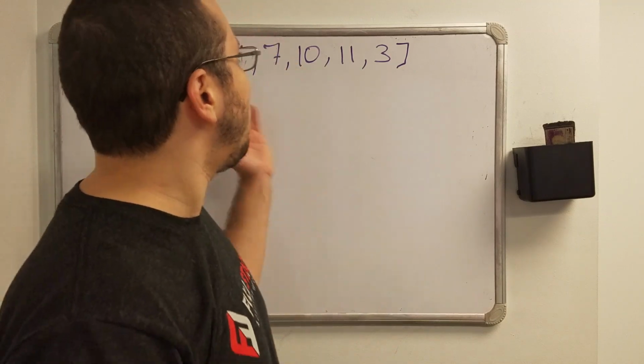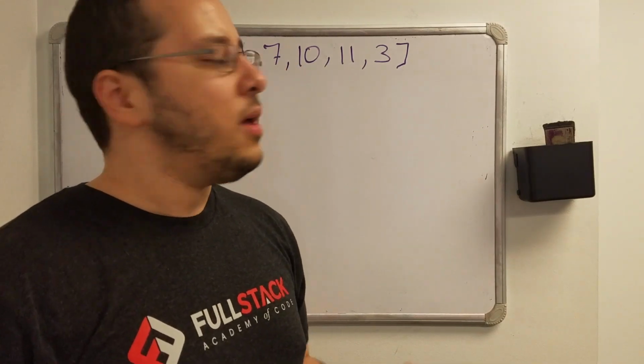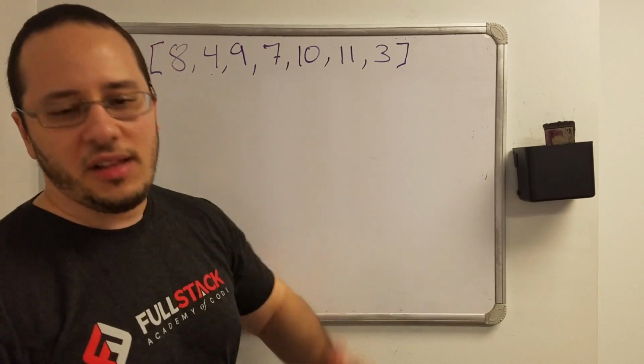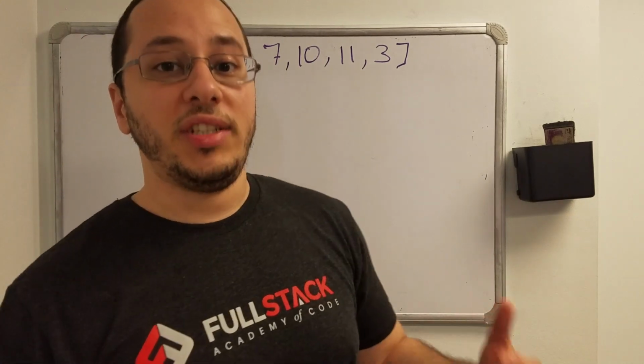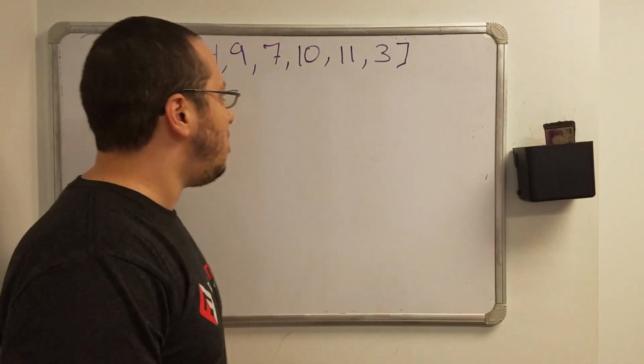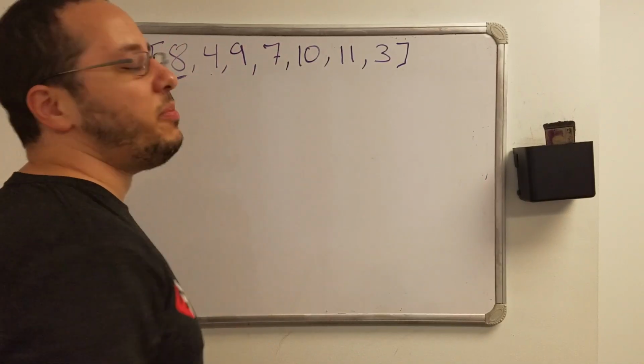So the idea fundamentally behind quicksort is this. Say I have an array that I want to sort. What I'm going to do is select a pivot element and then partition my array around that pivot element. What do I mean by that? Well, let's select 8 as my pivot element.